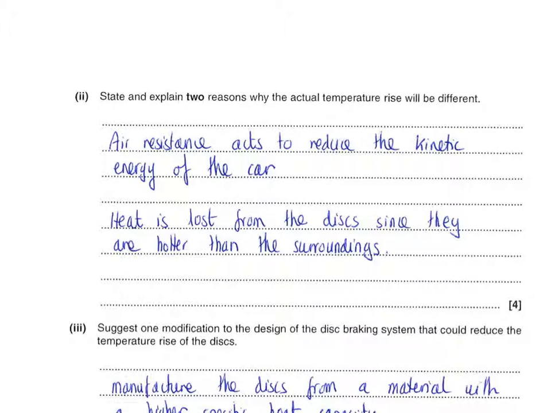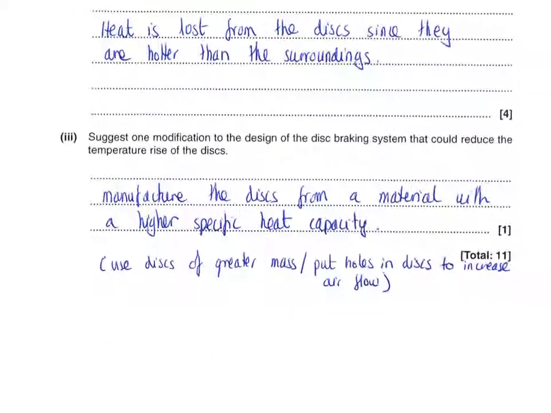The key thing they were looking for there, and which is worth remembering for other questions, is that yes, we've got heat loss from the discs, but that's because they are hotter than the surroundings. Finally then, it's asking for a modification to the design of the braking system to reduce the temperature rise.